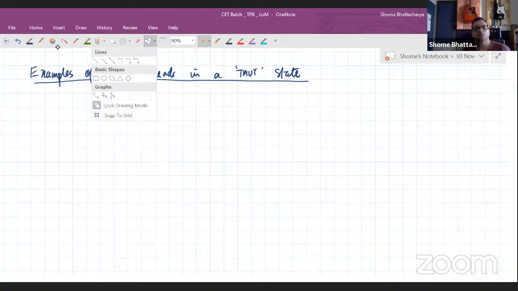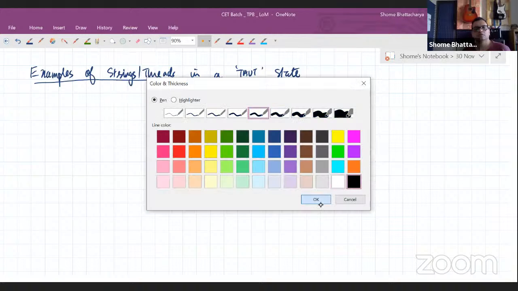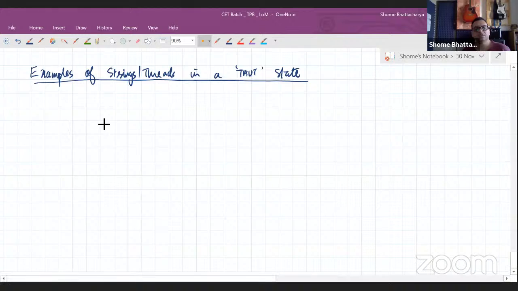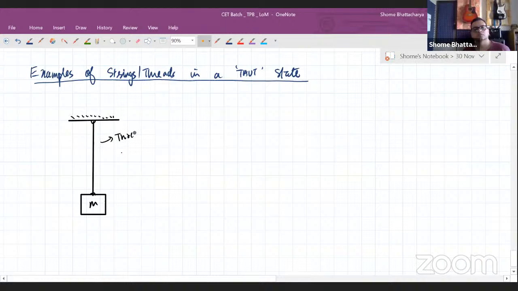So one very common situation is when we are using a rope or a thread to suspend an object vertically, like a block or something. So because of the weight of the block, what will happen is that this will develop a tension.